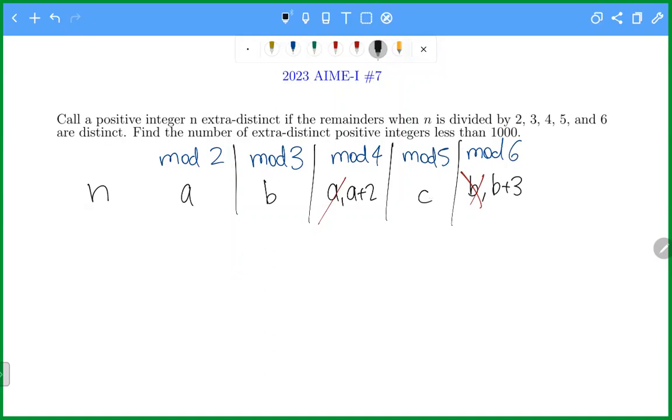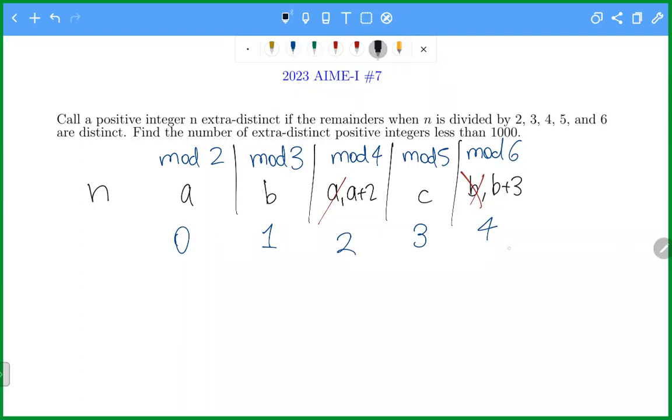Okay, so let's do casework. When a equals 0, and a plus 2 is 2, and modulo 3 the numbers are 0, 1, 2, and 0 and 2 are already used, so b has to be 1, then b plus 3 has to be 4, and numbers 0, 1, 2, and 4 are used, so c has to be 3 in order for the residues in each modulo to be distinct. And when we work these numbers, we obtain that from the Chinese remainder theorem.